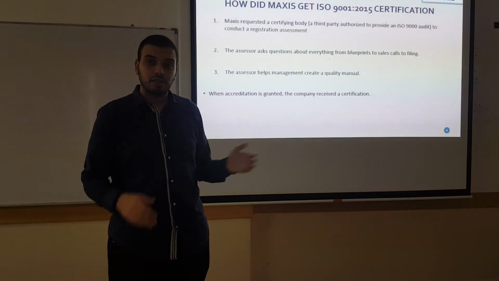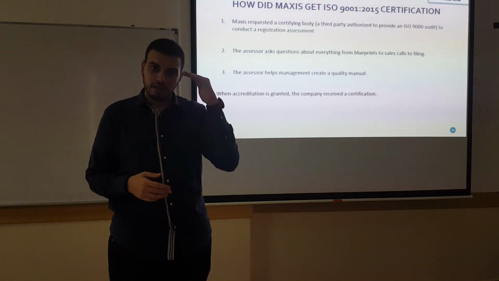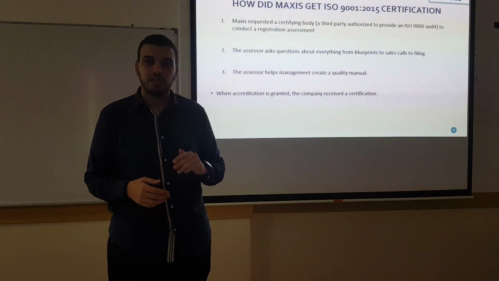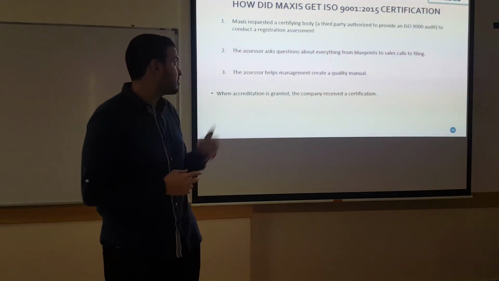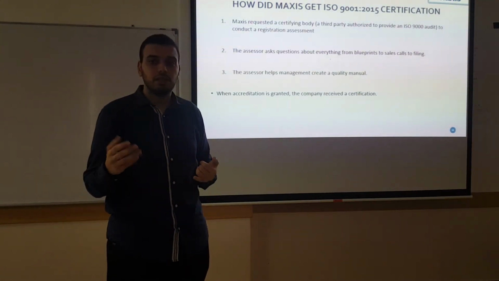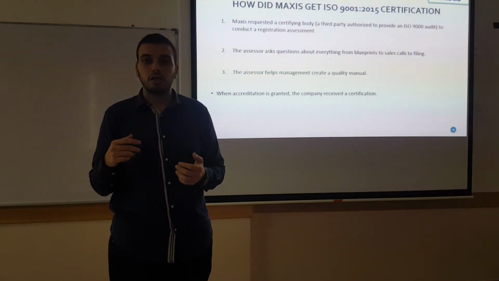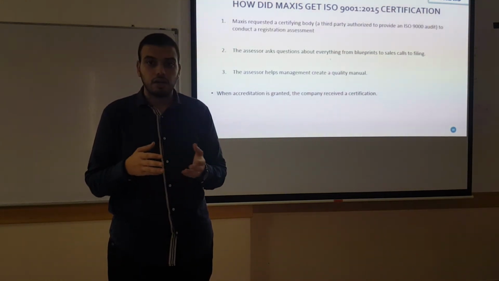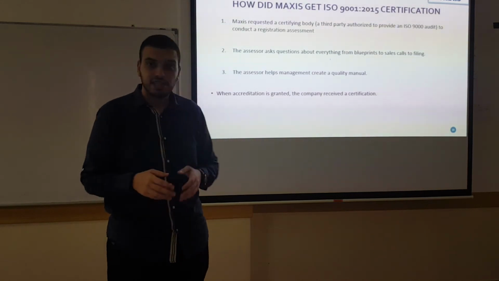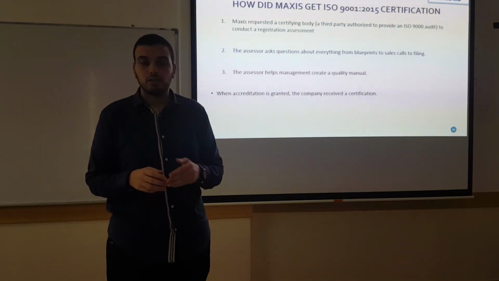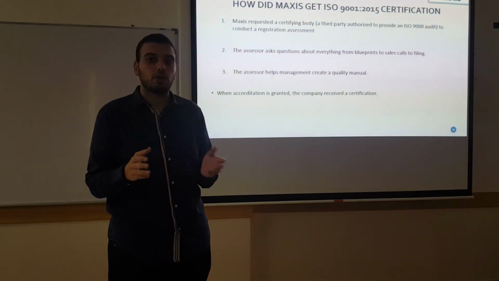How did Maxis get the ISO 9000 done? It had to go through specific steps. The first thing is Maxis requested a certifying body, which is a third party, to conduct a registration assessment and an audit of the key business processes of a company.